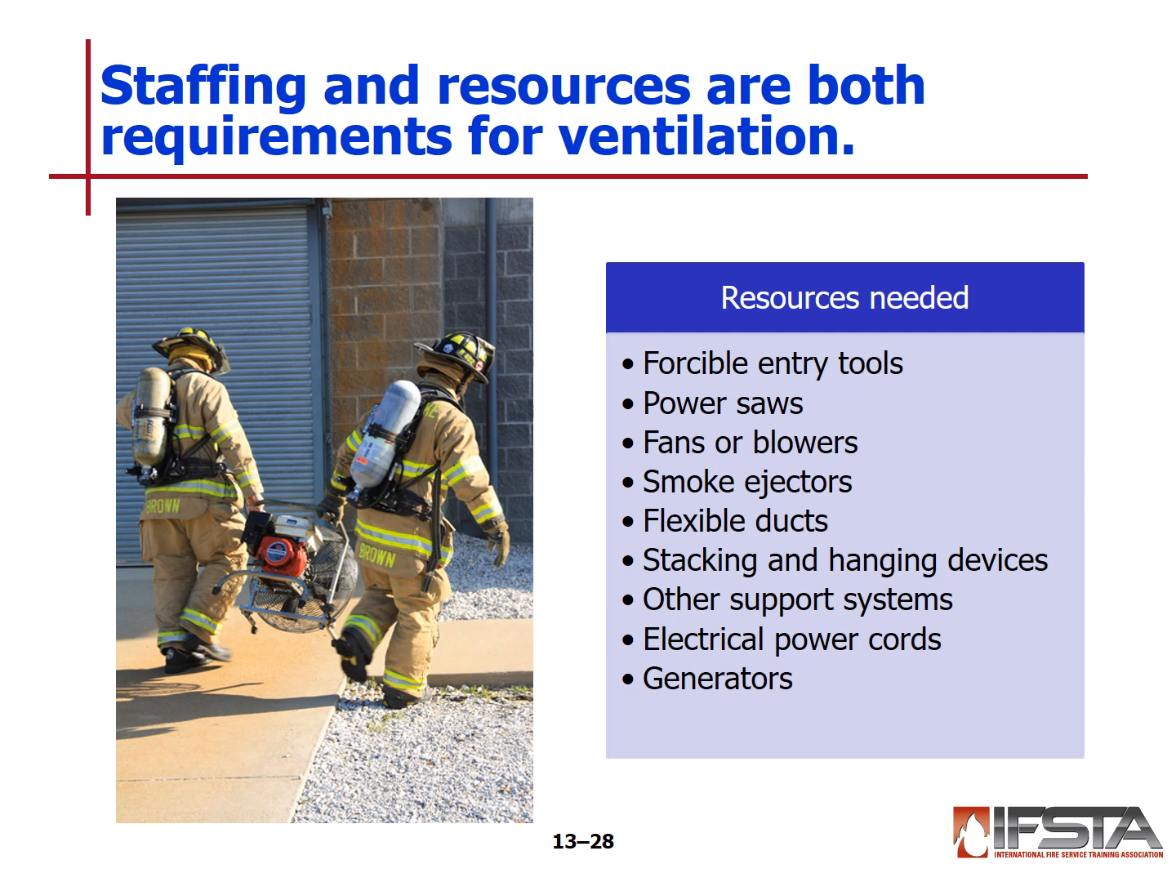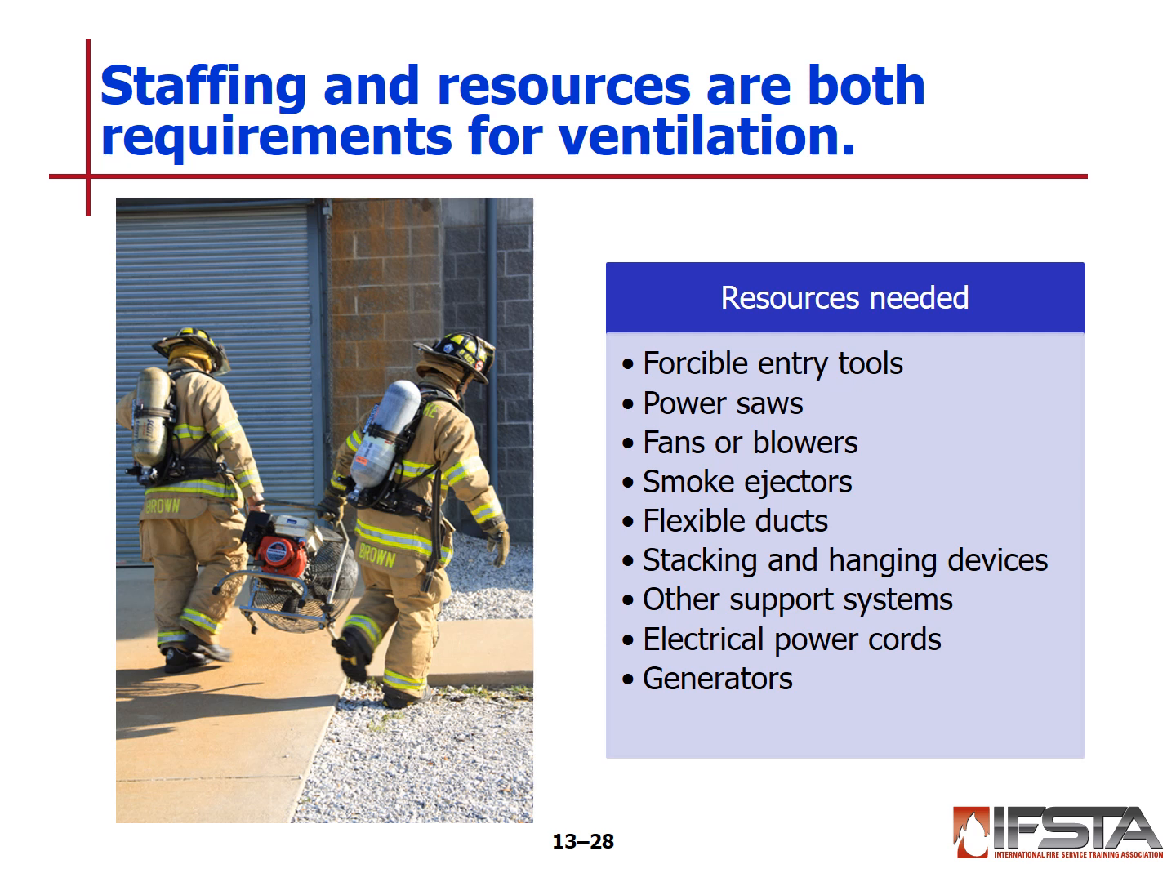So staffing and resources are both requirements for ventilation. Resources that we're going to need: you're going to need forcible entry tools. Anything from a married pair. Does anybody know what a married pair is? What is it? Shaking your head back there. It's a Halligan or an axe. Yep, flathead axe. Yep. So power saws, whether it be just a chainsaw or a K12.